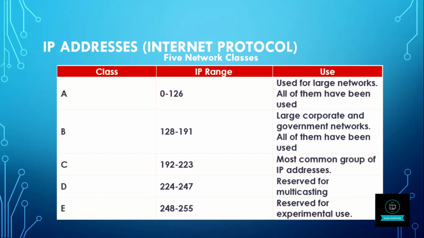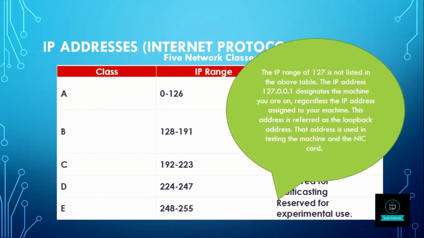Class C, 192 to 223, most common group of IP addresses. Class D, 224 to 247, it is reserved for multicasting. And Class E, 248 to 255, it is reserved for experimental use and research purposes. The IP range of 127 is not listed in the above table. The IP address 127.0.0.1 designates the machine you are on, regardless of the IP address assigned to your machine. This address is referred to as the loopback address. That address is used in testing the machine and the NIC card.